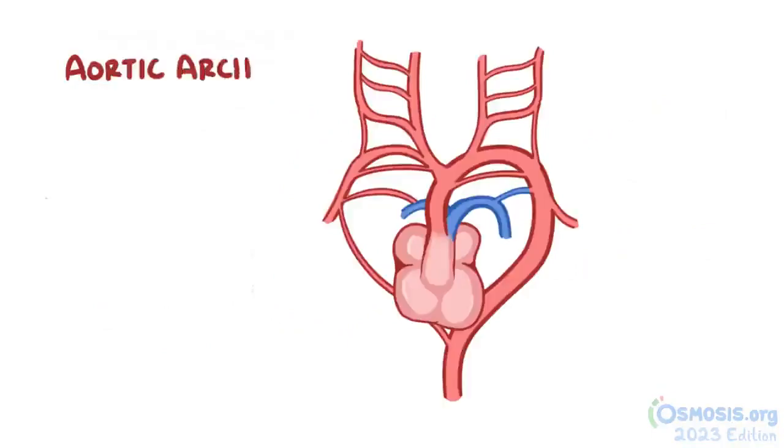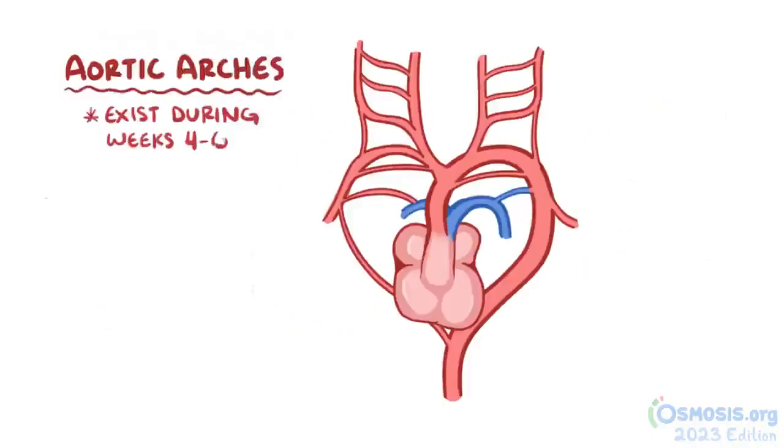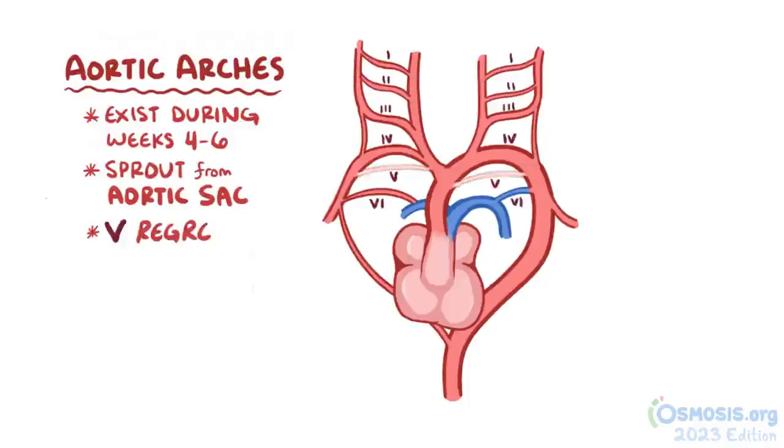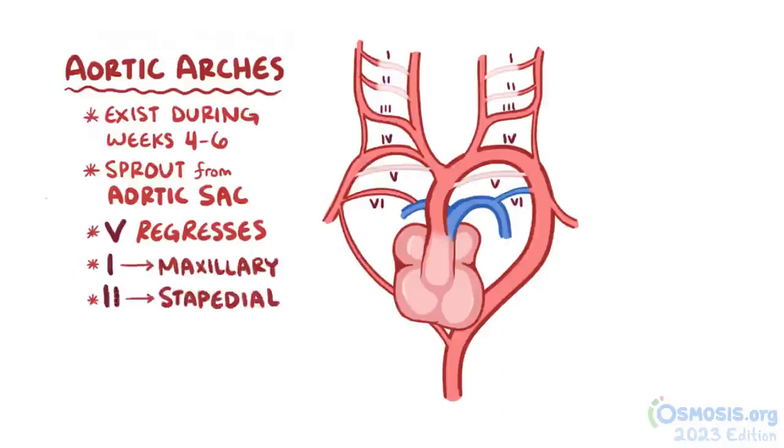The rest of the aorta and the pulmonary artery come from the aortic arches. The aortic arches only exist briefly between weeks 4 through 6, and they sprout one after another from the aortic sac. There are 5 aortic arches on each side of the sac, and they're numbered from 1 to 6, because the 5th arch regresses and doesn't turn into any adult structures. The 1st and 2nd arch disappear pretty quickly too, but they leave behind the maxillary and the stapedial arteries, respectively, coming off the internal carotid arteries.